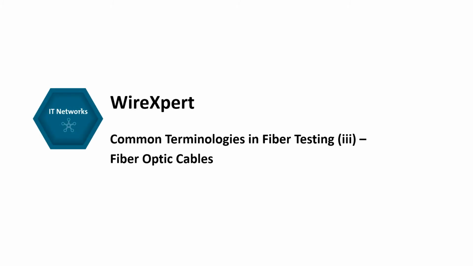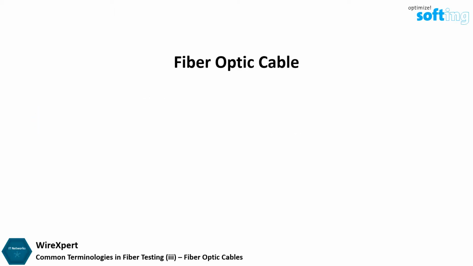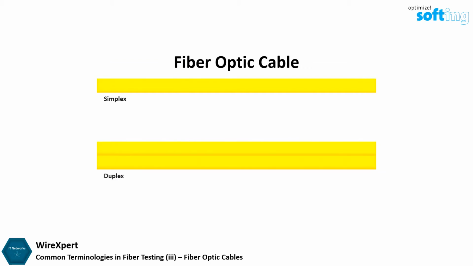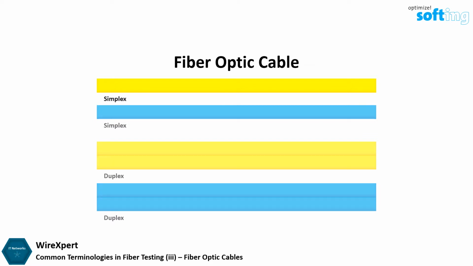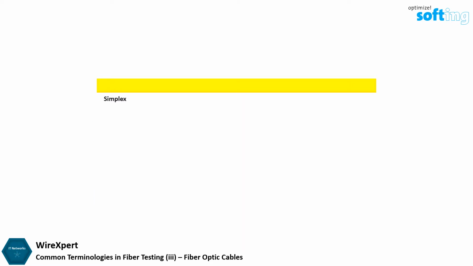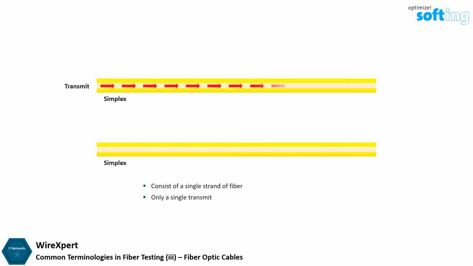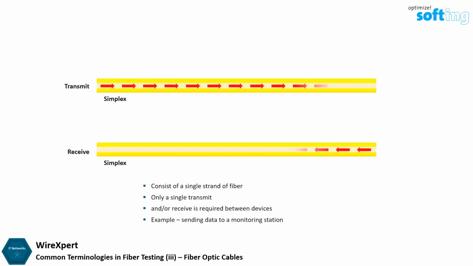In this video, we are going to explain the typical construction of fiber optic cables. A typical fiber optic cable comes in two physical forms, simplex and duplex, regardless whether it is single-mode or multi-mode. A simplex fiber cable consists of a single strand of fiber, where only a single transmit and/or receive line is required between devices. For example, sending data information to a monitoring station.